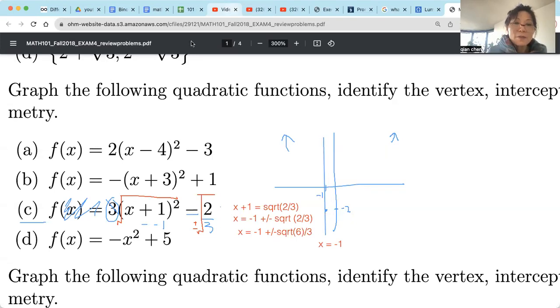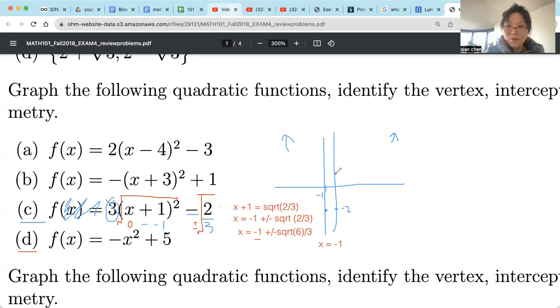Okay, let's see D. D is in the standard form. But I didn't finish C. I need to graph it, right? So -1 plus square root of 6 over 3. I didn't find a y-intercept either. So y-intercept means x value equals 0. Let's find a y-intercept, we'll make the graph even easier. 0 plus 1 is 1. 1 squared is 1. 1 times 3 is 3. 3 minus 2 is 1.